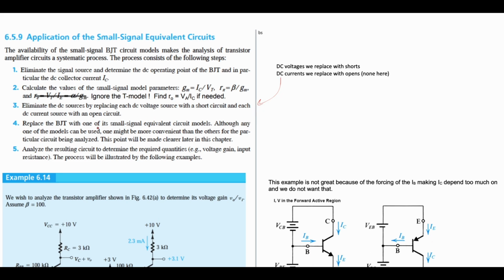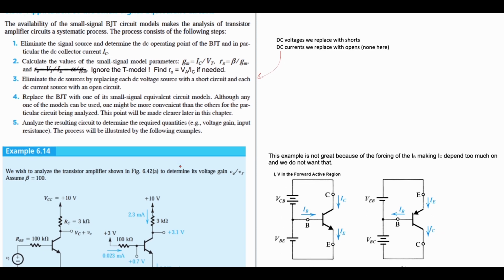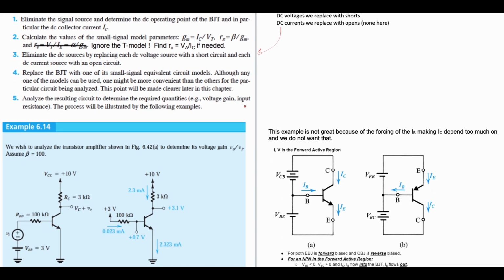We're going to replace the BJT with one of these small signal equivalent circuit models that can also be found in the notes linked below the like button. Although any of the models can be used, one might be more convenient than the others for our particular circuit and the values that were given. We're going to analyze the resulting circuit to determine the required quantities, like voltage gain and input resistance. This process is going to be illustrated for us in the examples.